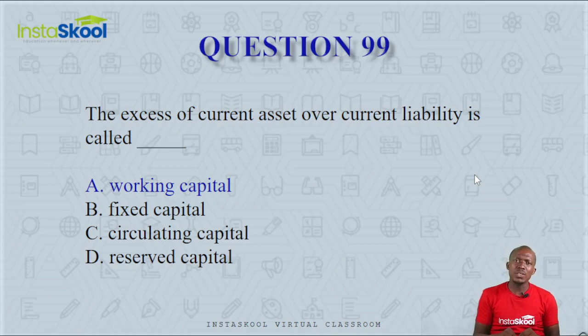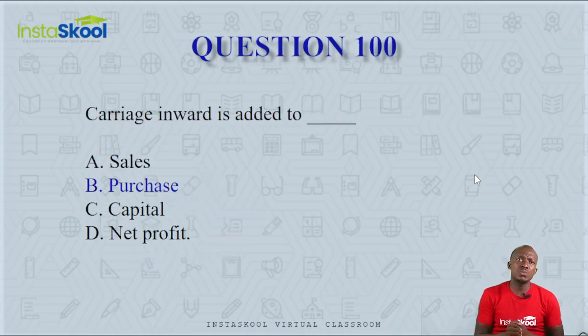But working capital is the assets that are used in production or in the business's operating activities. It is usually calculated by subtracting the current liability from the current asset. So the correct answer here is option A, the excess of current assets over current liability. That is, when you subtract your current liabilities from your current assets, what is left is the working capital, option A.